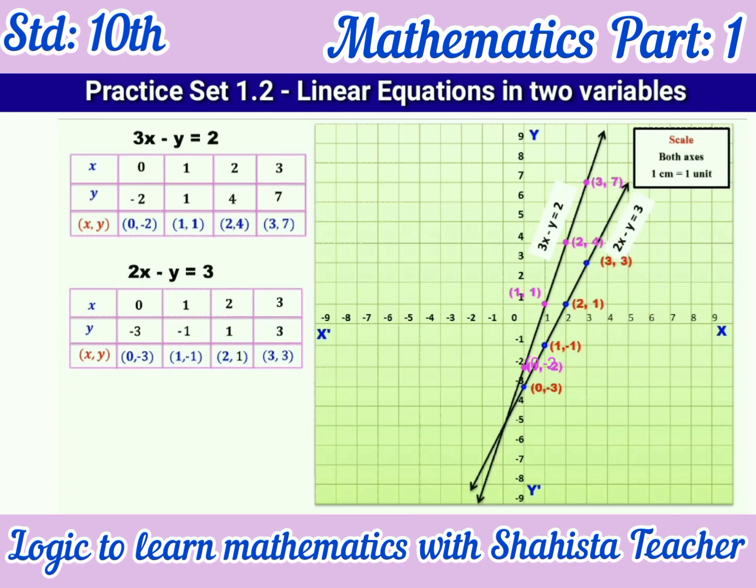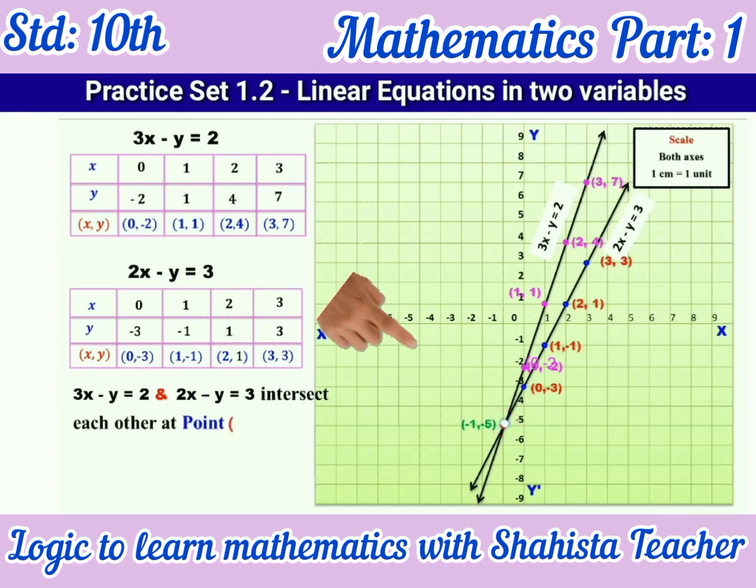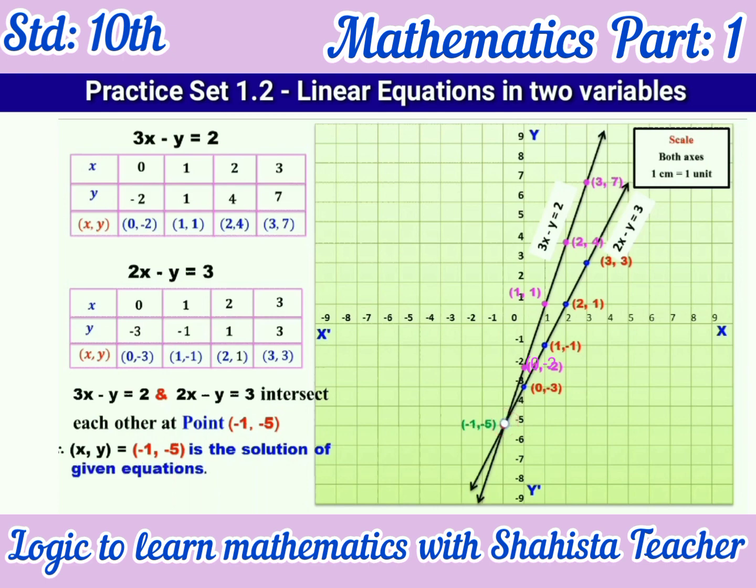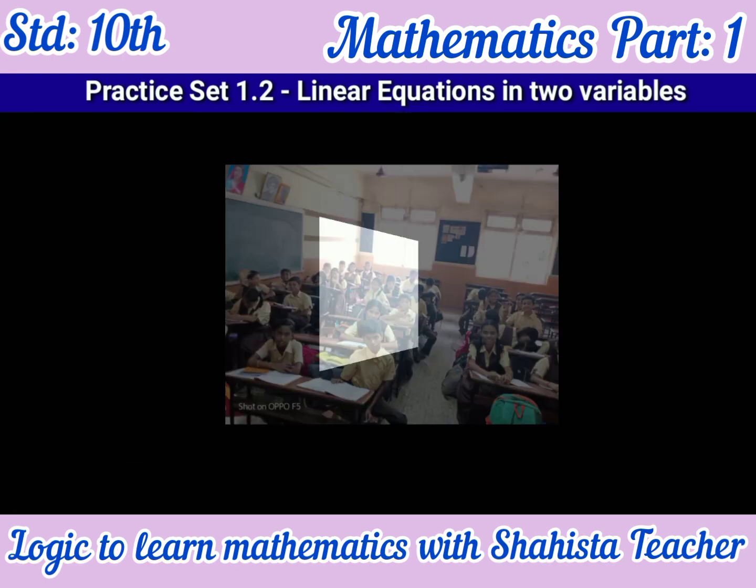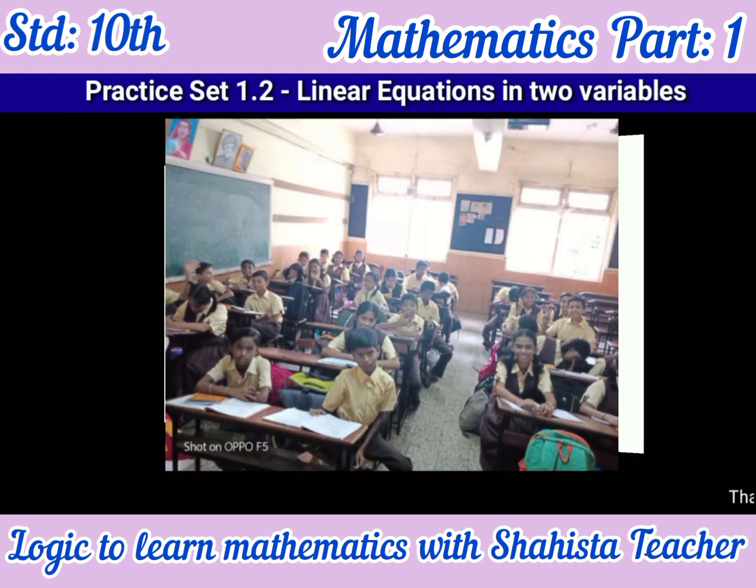Now here the intersection point is this point: 1, minus 5. So 3x minus y is equal to 2 and 2x minus y is equal to 3 intersect each other at the point 1, minus 5. So here we will put therefore (x, y) is equal to (1, minus 5). This is the solution. So the solution of the given equations is 1, minus 5. In this way we have completed sub-question 4.